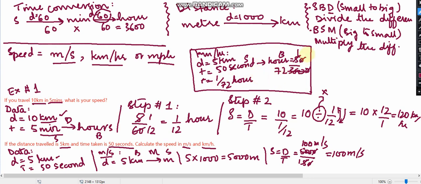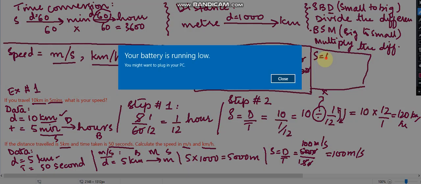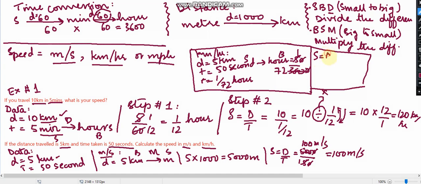Now we'll just substitute the values in the formula, which is speed is equal to distance upon time. Distance is 5, time is 1 over 72. You do the same method of reciprocal, so it becomes 5 multiplied by 72 over 1, and your answer comes as 360 kilometers per hour.